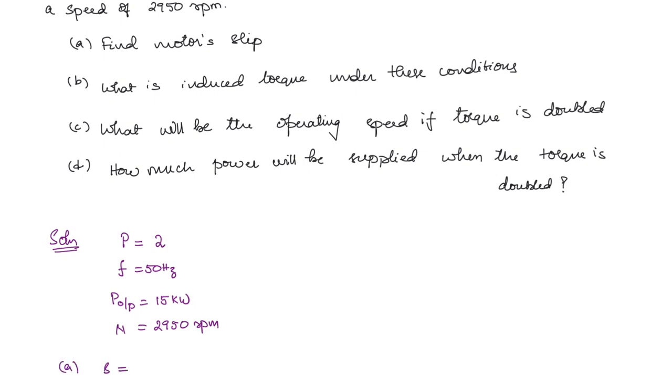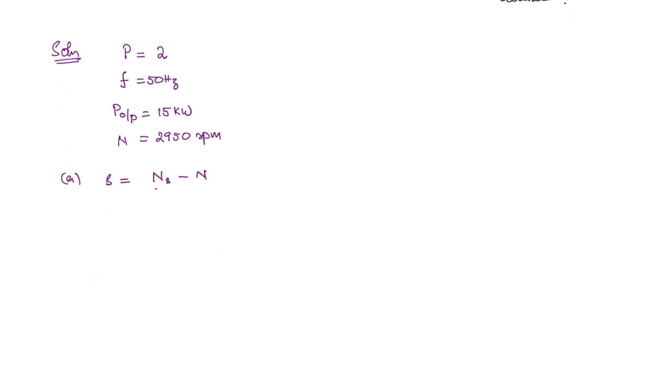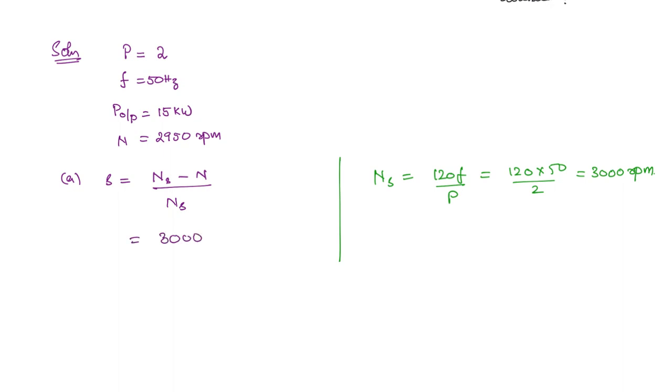Okay. Now the very first question is you have to find out the motor slip. What is the expression for slip? This is the synchronous speed minus the actual speed as a fraction of the synchronous speed. We know ns, the synchronous speed, is equal to 120 f by p. We know all of the values. 120 into 50 by 2 is going to give you 3000 rpm. So the slip is 3000 minus 2950 by 3000. If you calculate, you are going to get 0.0166.